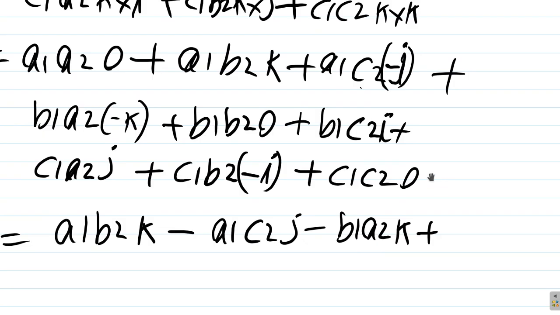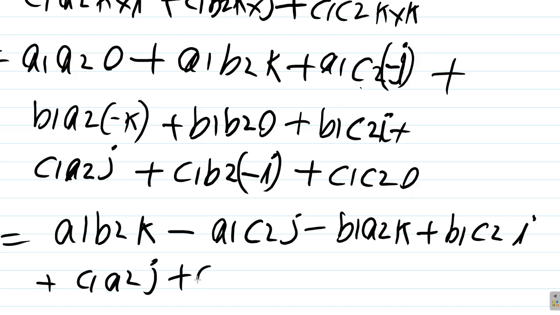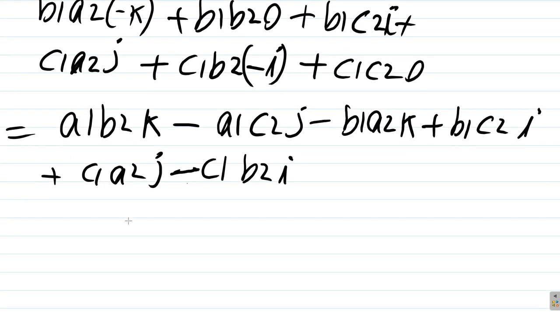B1C2I plus C1A2J plus C1B2, well, I. Well, that's a minus. It's really a minus, not a plus. So this should be minus. And then this is 0. All right. So we have that, right?